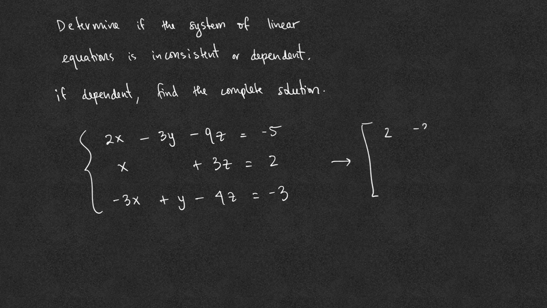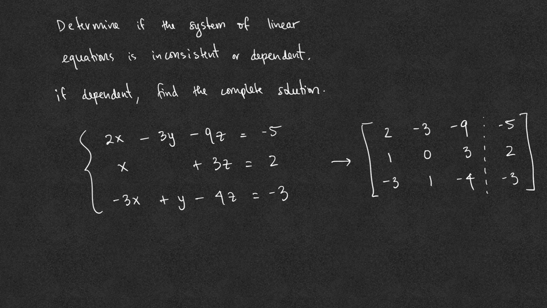2x, negative 3y, negative 9z equals negative 5. 1x, 0y, 3z equals 2. Negative 3x, 1y, negative 4z equals negative 3.